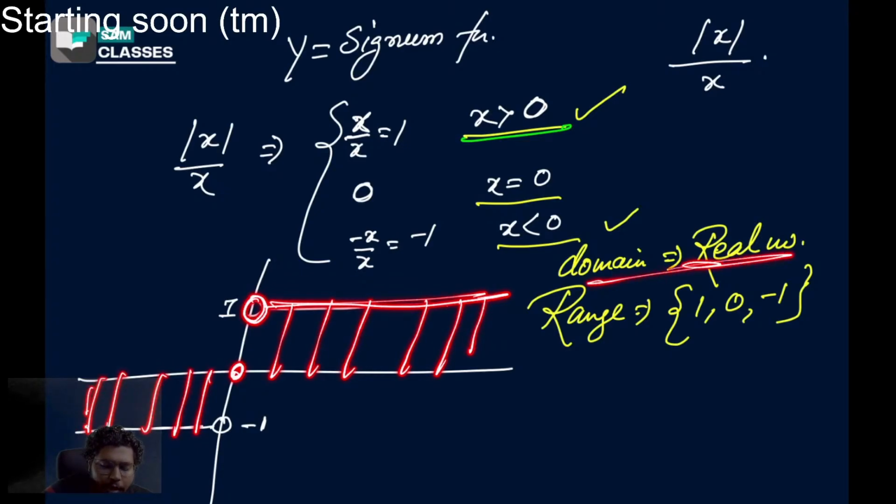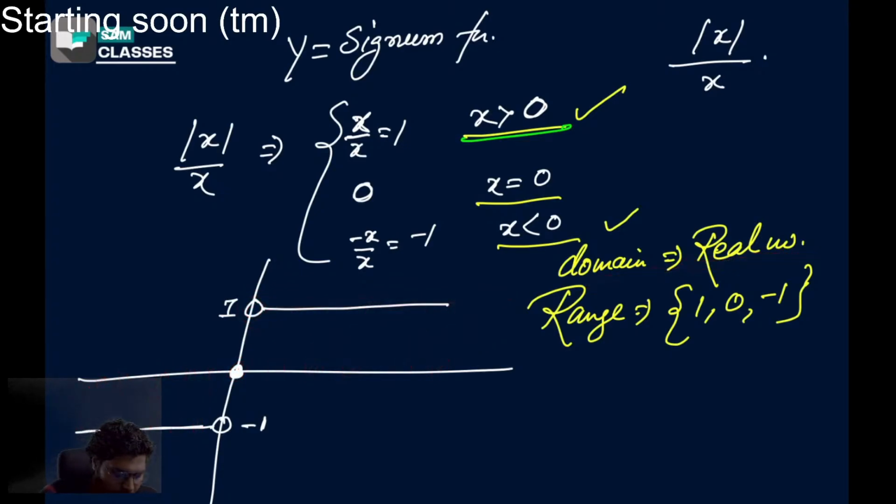So domain is all real numbers. We can take every value of x. Domain is all real numbers, but the range is only exactly 3 values: 1, 0 and -1. 1, 0 and -1. Clear everyone?